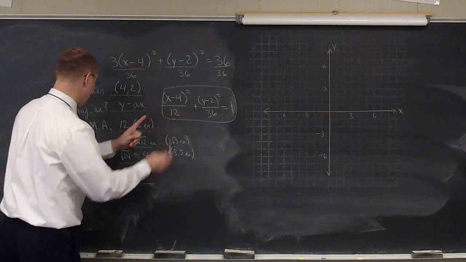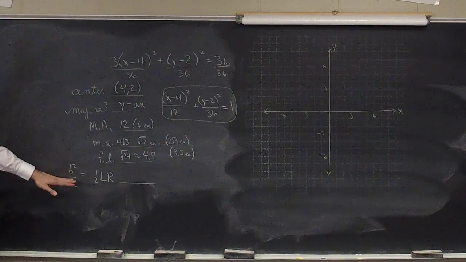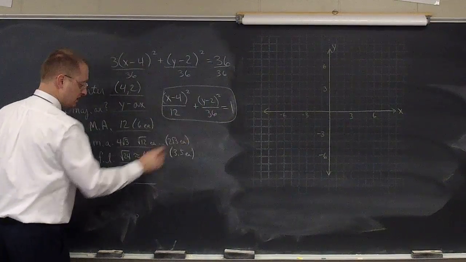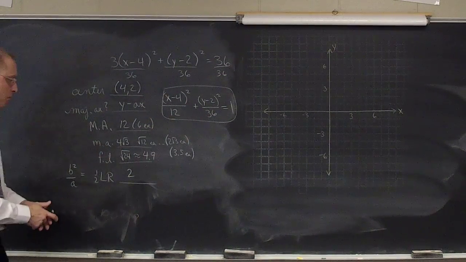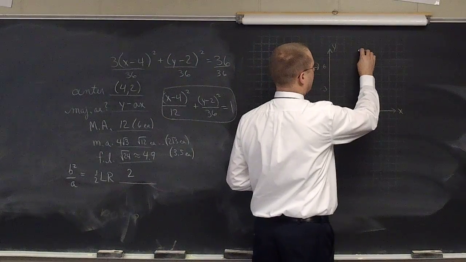B squared over A. That's something I forgot to ask earlier, actually, when I was reviewing other things. Remember, each half of the latus rectum is B squared over A, the whole thing 2B squared over A. Here's the B squared, A is 6, so a nice even 2. So it should have come over to 4, 2 here in the first quadrant.